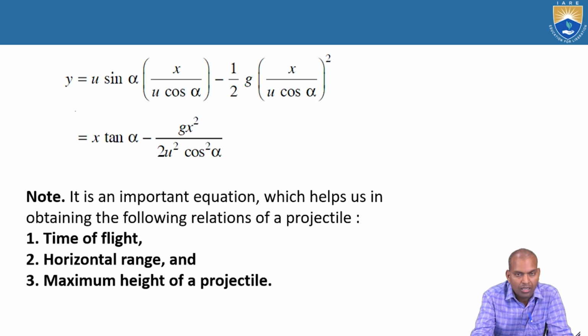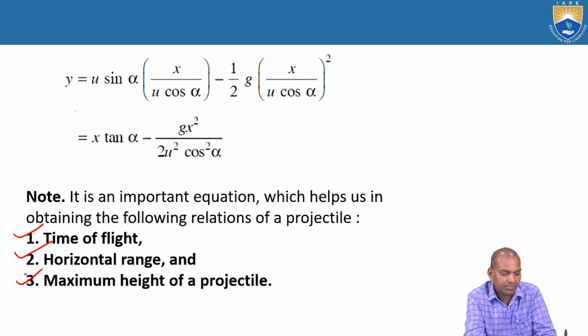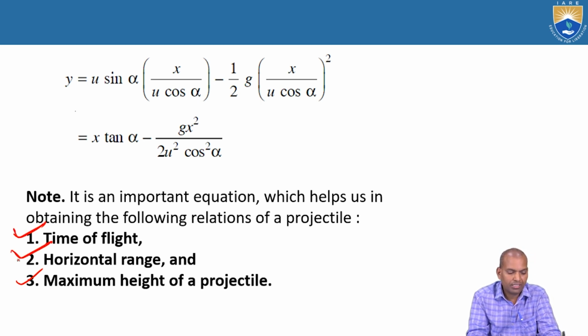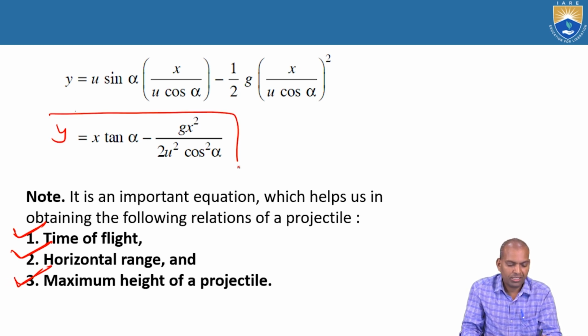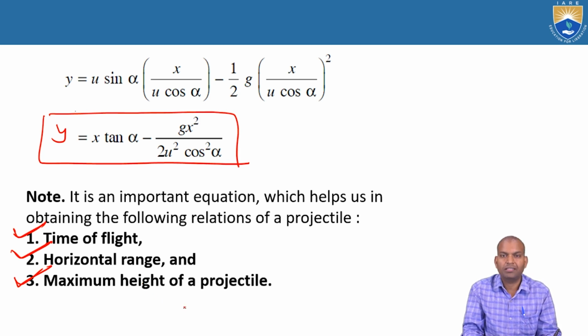We can calculate 3 relations. Number 1, time of flight. Number 2, horizontal range. And finally, maximum height of a projectile. These are the 3 things that can be calculated by using this trajectory equation. This equation helps us to obtain the expression of time of flight, expression of horizontal range, and expression of maximum height of a projectile.